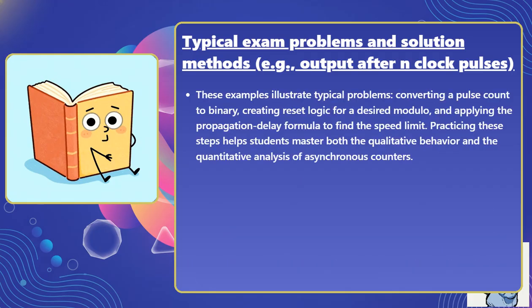These examples illustrate typical problems: converting a pulse count to binary, creating reset logic for a desired modulo, and applying the propagation delay formula to find the speed limit. Practicing these steps helps students master both the qualitative behavior and the quantitative analysis of asynchronous counters.